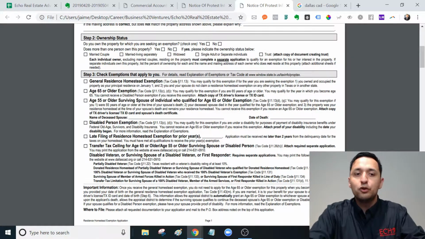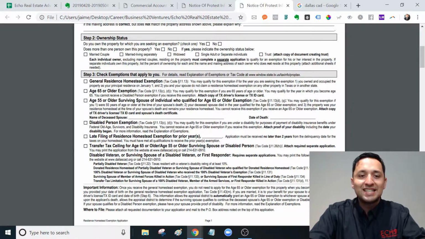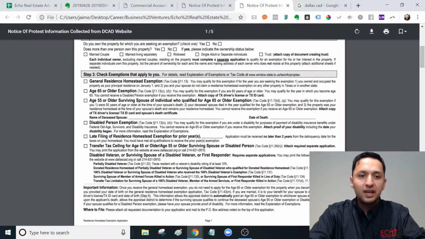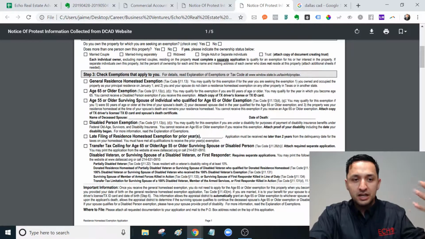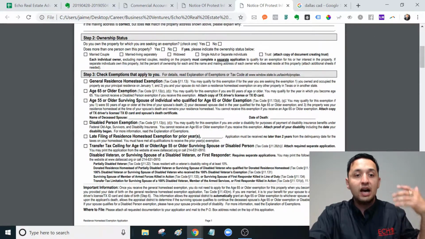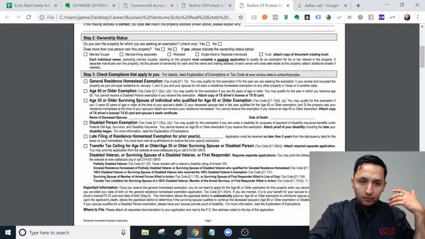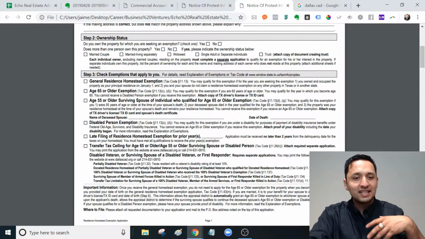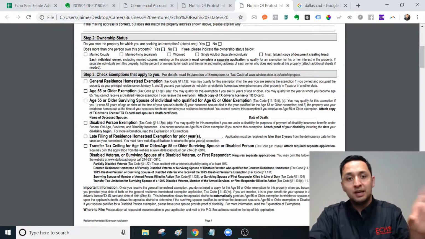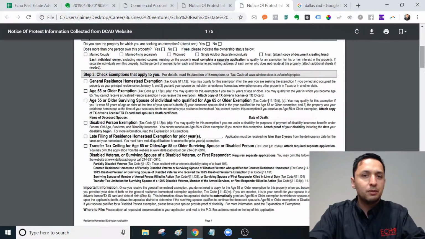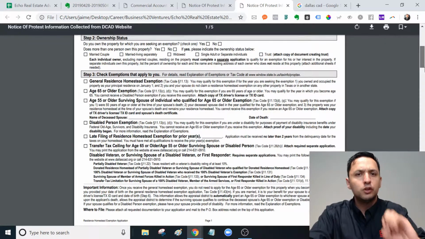But for our examples, we're just doing the general residence homestead exemption. So we would check that box there. And you see that if you're above the age of 65, a disabled person, or transferring a tax ceiling for age 65 or so, some tax ceiling information, then you would need to do that.